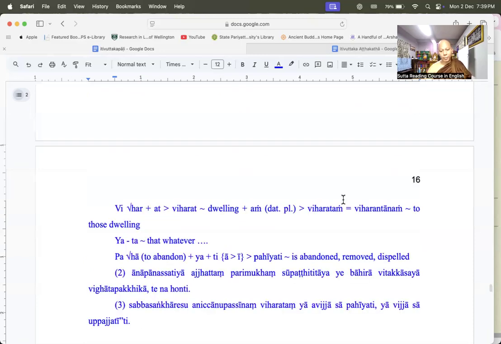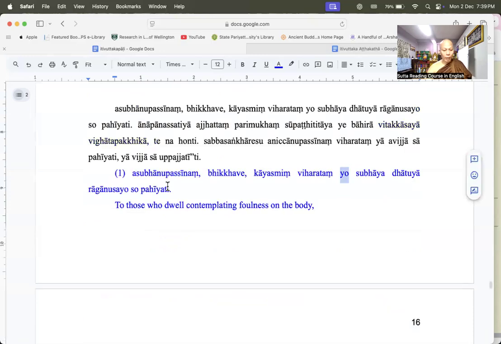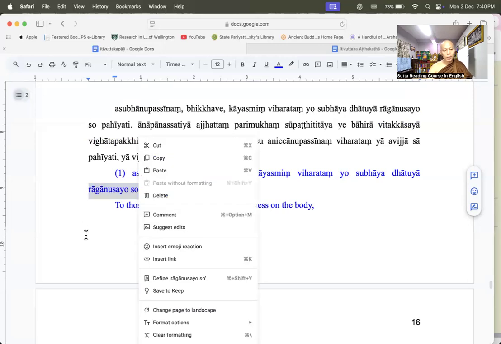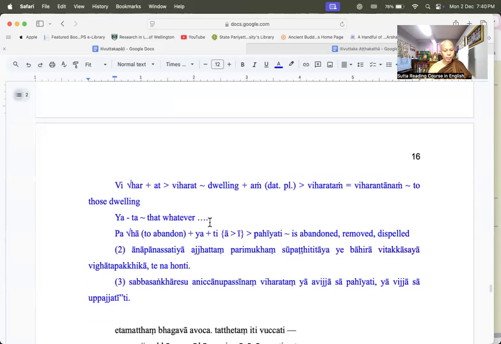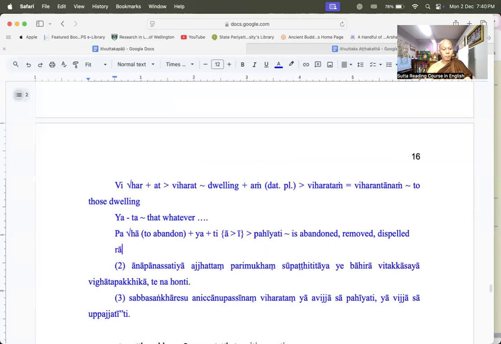So which one should be dispelled? Those yo and so are connected with the raganusayo. So yo raganusayo, that whatever tendency, raganusaya. Now we need to understand the raganusaya. So raga and anusaya. Anusaya means latent, so attachment.